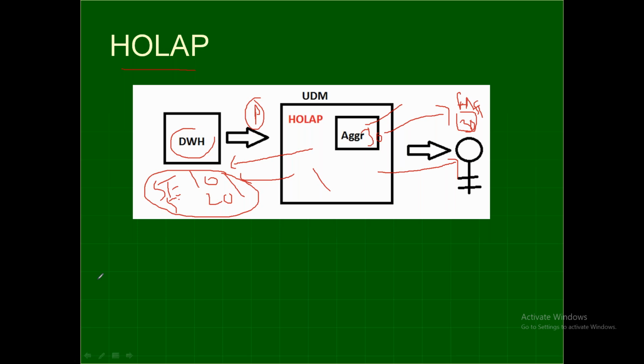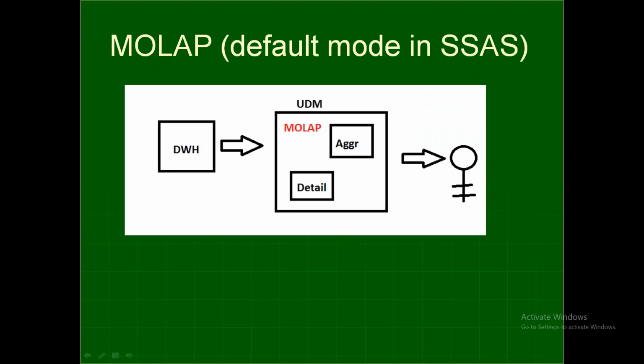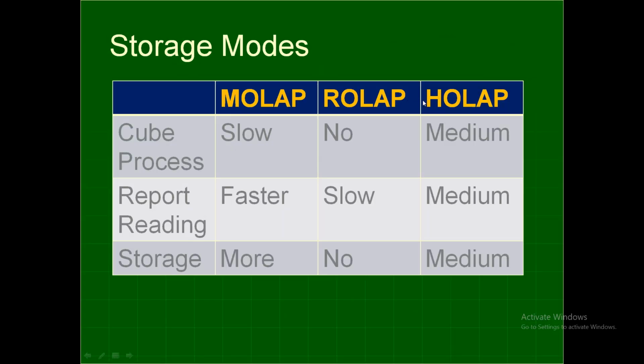So that is where we go to the detailed data, we get the latest data, and we organize and prepare. So some of the reports are faster, and some of the reports may be slow because the data is not yet prepared and kept ready in your HOLAP. So that is the next point that you must understand. Am I clear? So that is the next one, HOLAP.